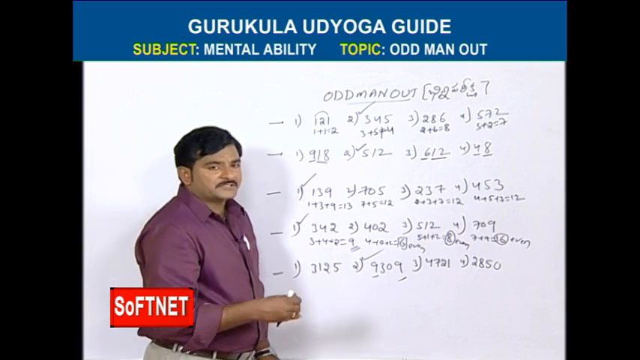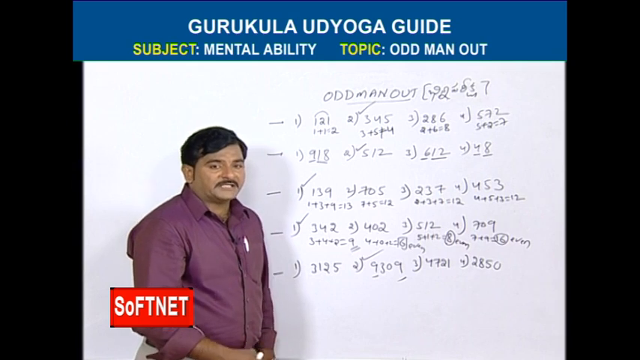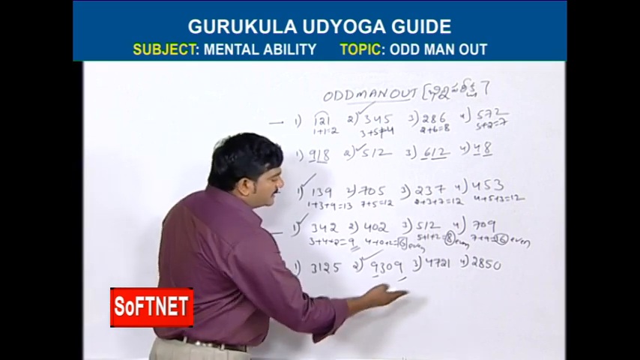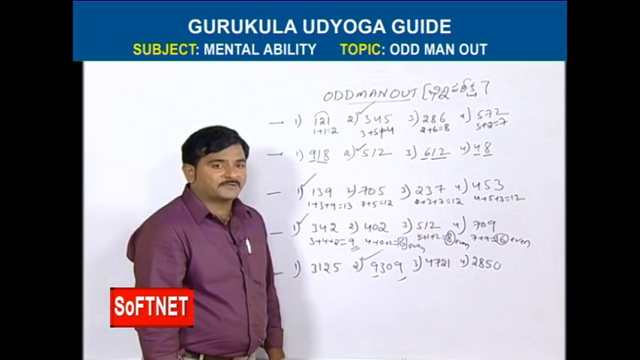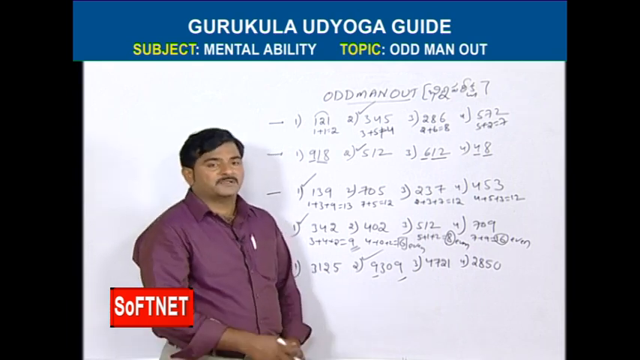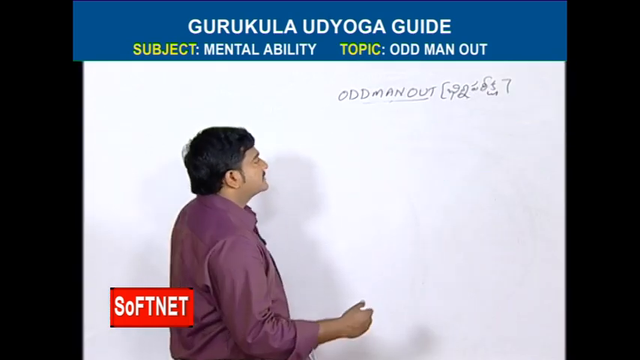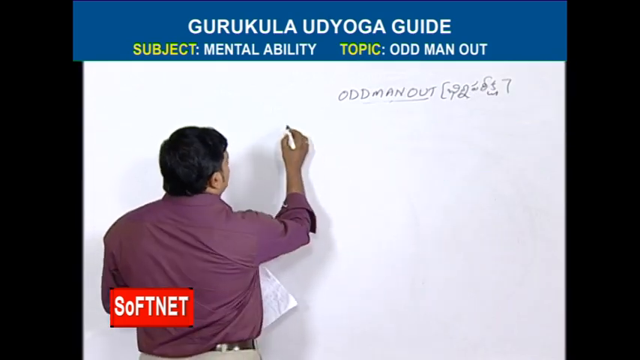Simply a logical question. The logic is that one number is repeated twice and no other number is repeated. That's why the answer for this last question is the second option. We will discuss some other problems. Just focus on this model. We will discuss some other models regarding number odd man out.